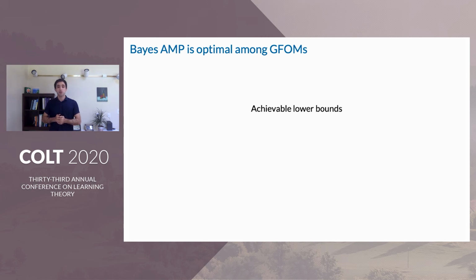To summarize, under these assumptions, we provide achievable lower bounds in the form of the estimation error of Bayes AMP, and the estimation error of Bayes AMP is, of course, achievable using Bayes AMP. We can compare these lower bounds to statistically optimal performance, which in these Bayesian models is the Bayes risk and was characterized by Jean Barbier et al. in 2018.